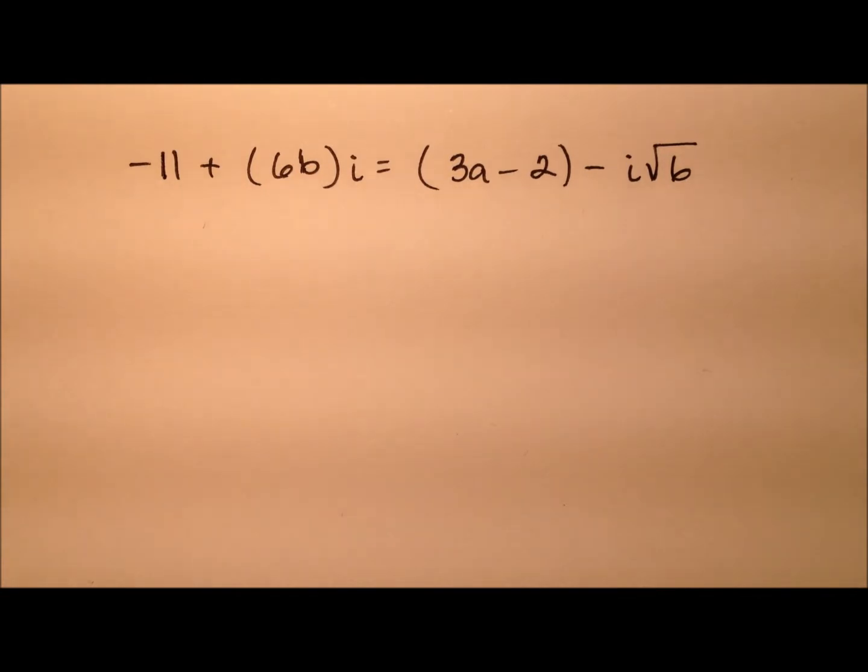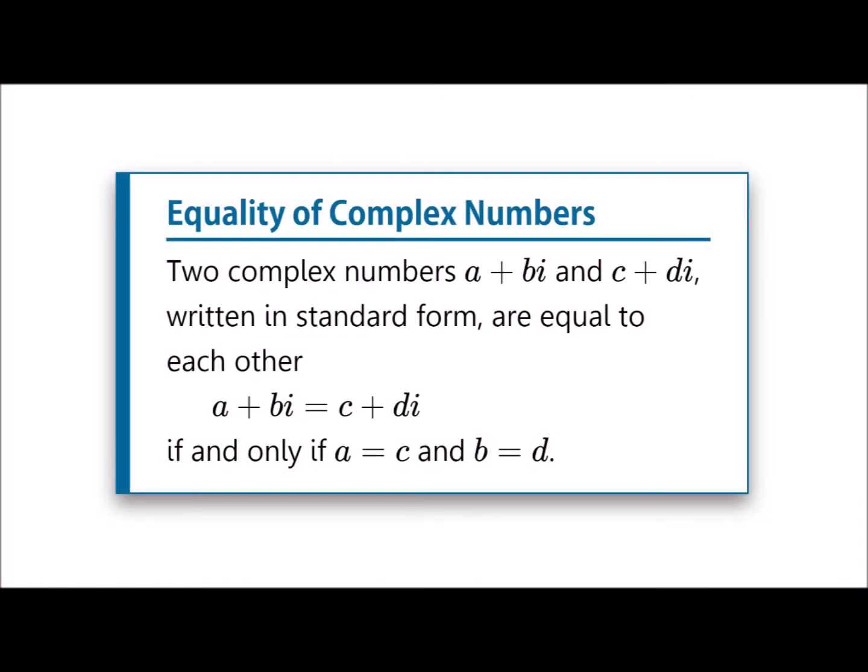In this example, I would like to find real number values for a and b such that the equation we have here is true. So let's go ahead and remind ourselves quickly of the equality property for complex numbers.